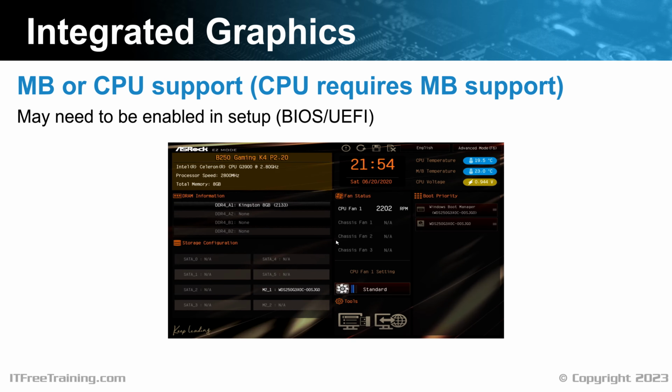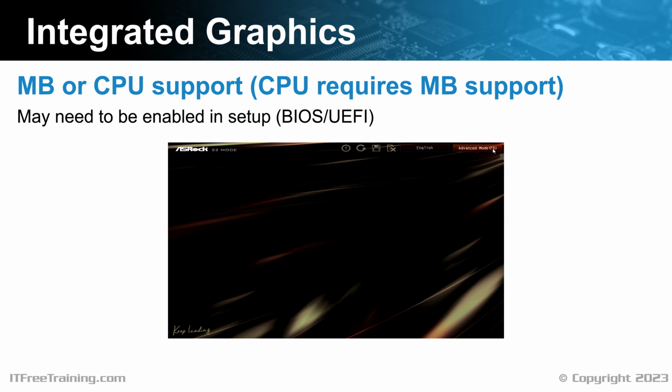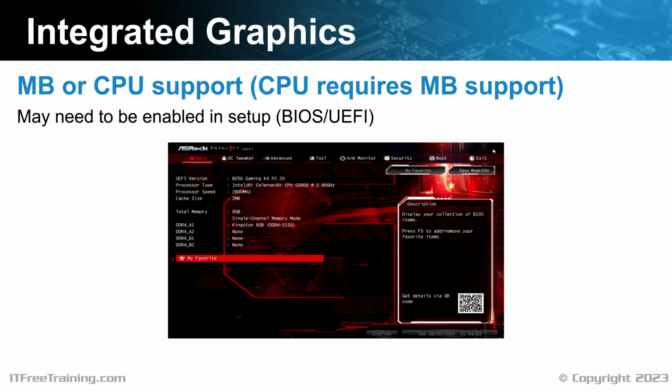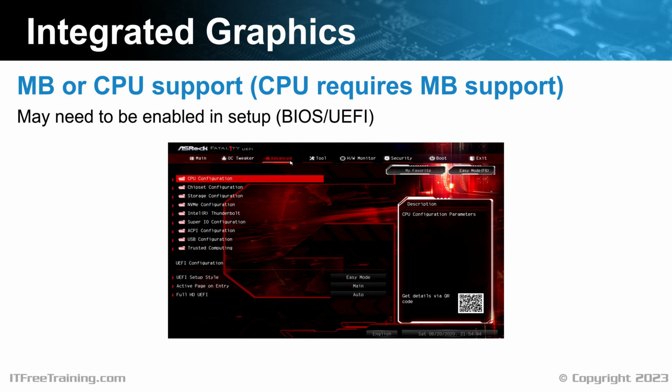The setup will start in easy mode, which does not display a lot of options. In order to access the setting that I need, I will need to select the option at the top right, Advanced Mode. Once in Advanced Mode, I will next select the menu, Advanced. Under the Advanced menu, I will next select the option, Chipset Configuration.